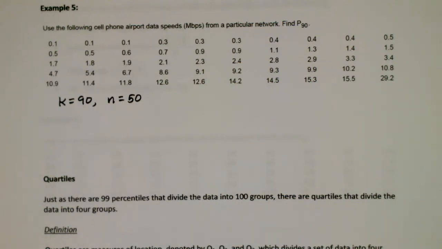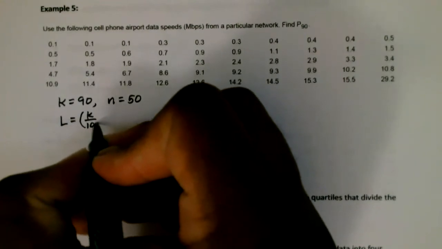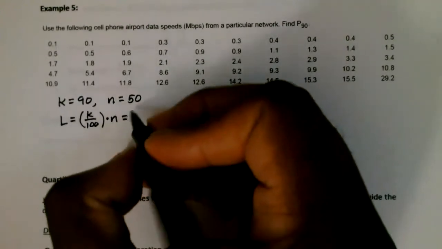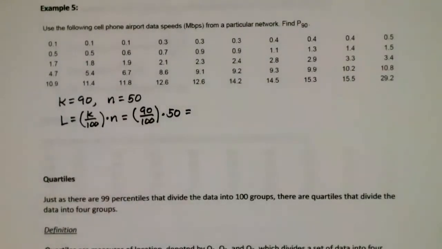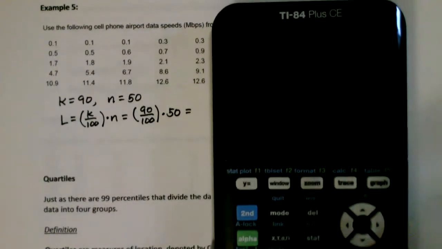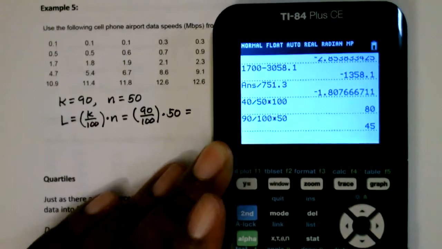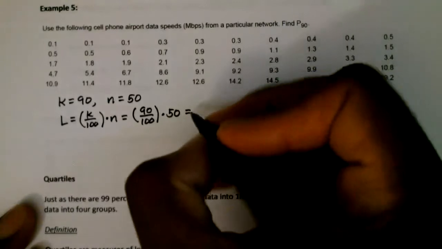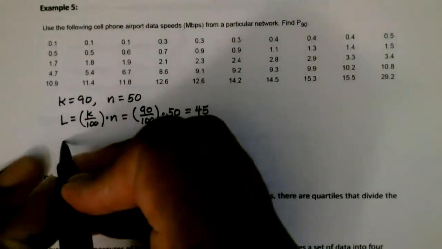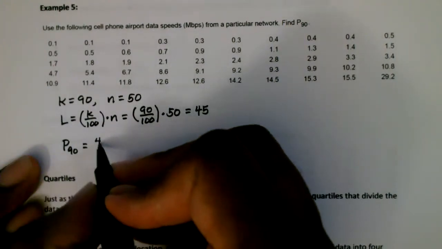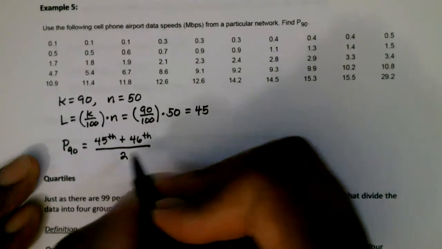Now let's find out what L is. That's going to be K divided by 100 times N. Your K is 90, so that's 90 over 100 times N, which is 50. If you need to use your calculator, you can do 90 divided by 100 times 50, and that would give you 45. And notice we came up with a whole number. So L is 45. So to find the 90th percentile, we look at the 45th number in this data set and the 46th number in that data set. Take the average of the two.